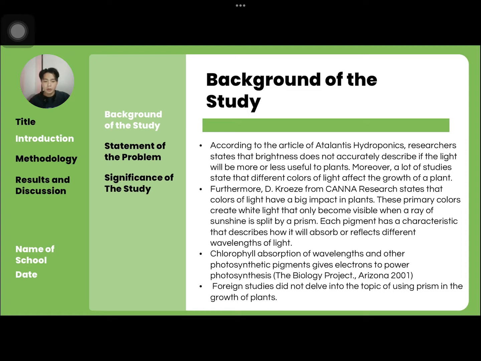These primary colors create white light that only becomes visible when a ray of sunshine is split by a prism. Each pigment has a characteristic that describes how it will absorb or reflect different wavelengths of light. Chlorophyll absorption of wavelengths and other photosynthetic pigments give electrons to power photosynthesis. Foreign studies did not delve into the topic of using a prism in the growth of a plant.